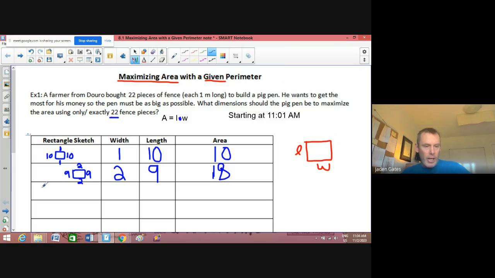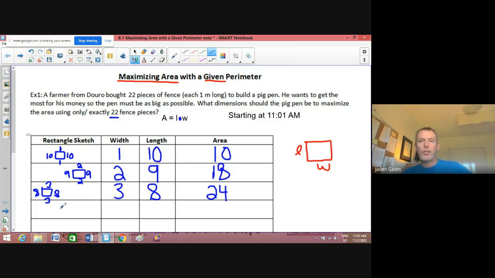All right, so then I look at another rectangle, the next one that would be in line, where I have a width of 3, which means both those sides are 3. So I've used up 6 pieces. If I subtract 6 from the 22 that I get to use, I am now down to 16 pieces. And because I have to cover both sides, 16 divided by 2 is 8. So I have a width of 3 and a length of 8. I multiply those 2 numbers, I get 24.